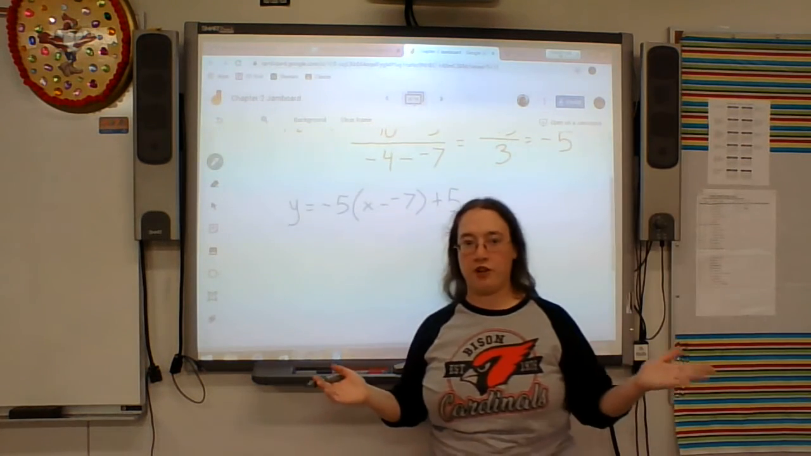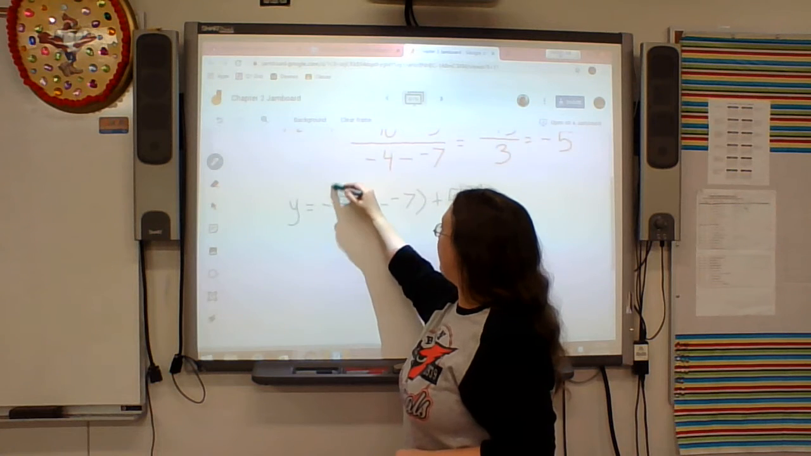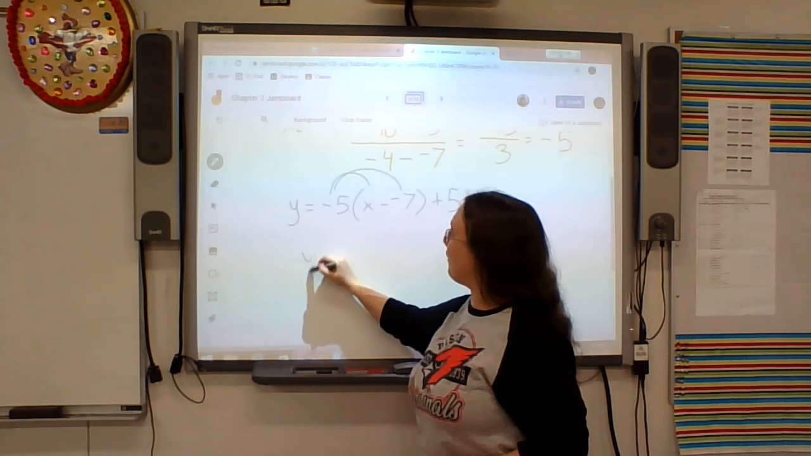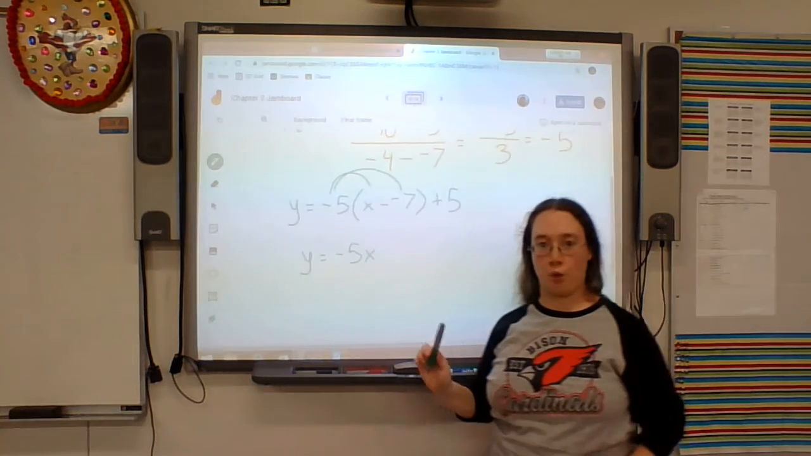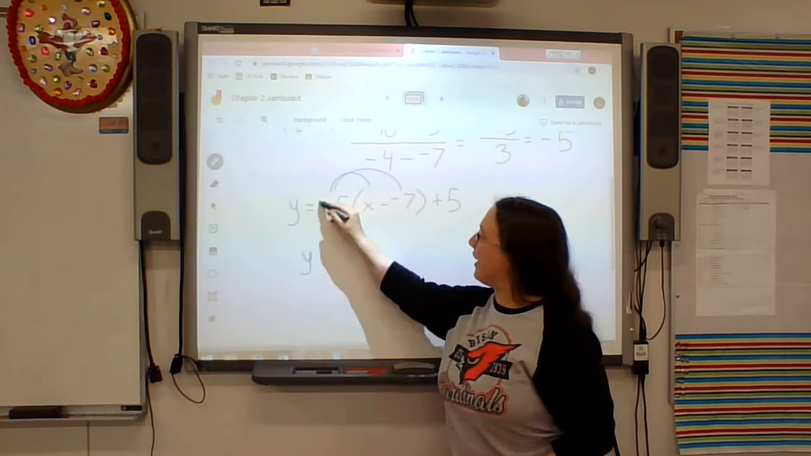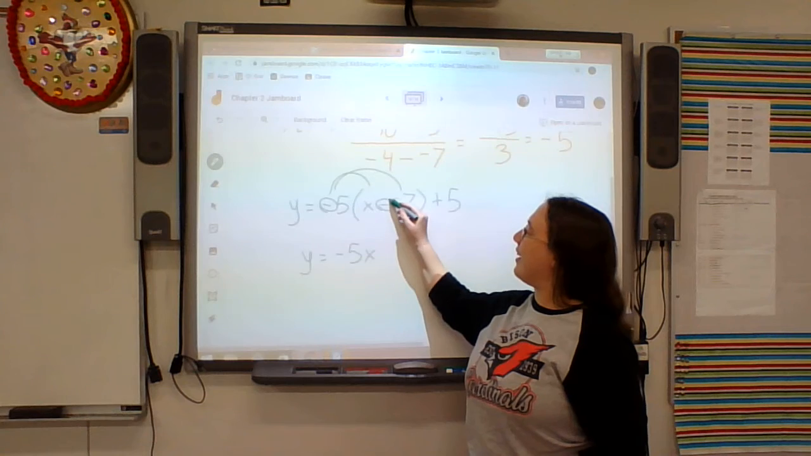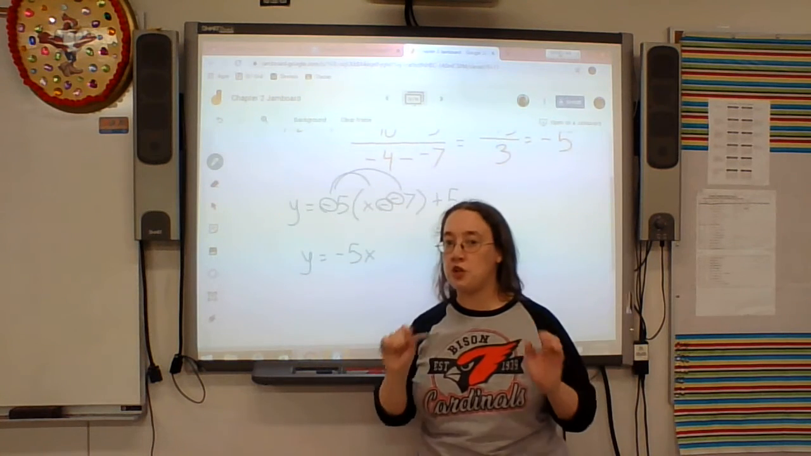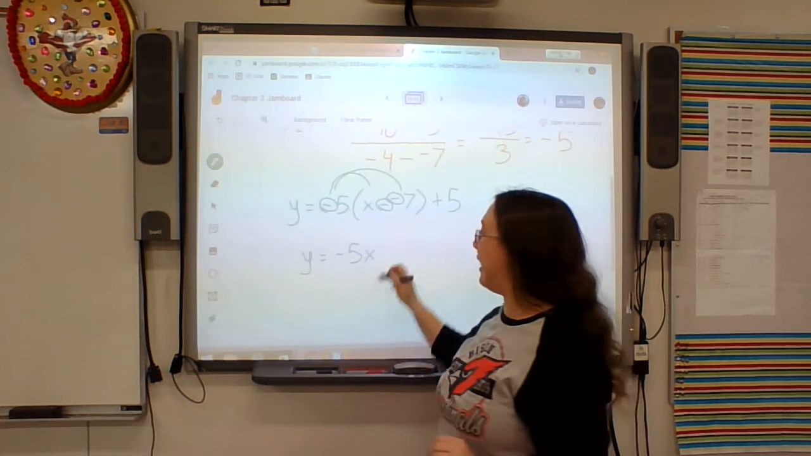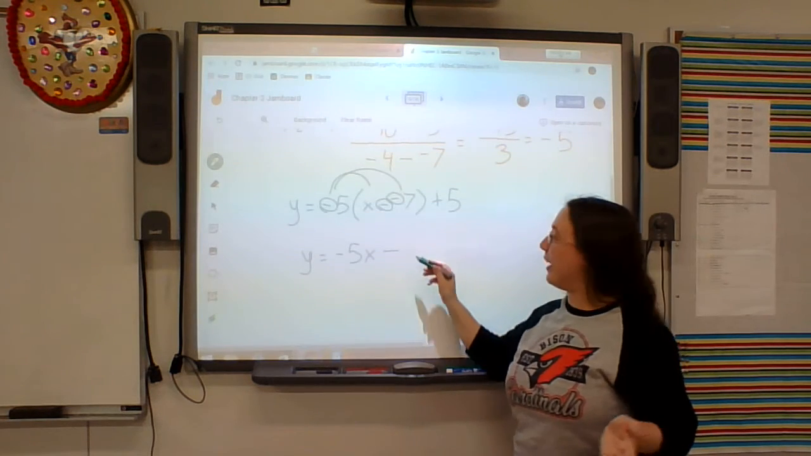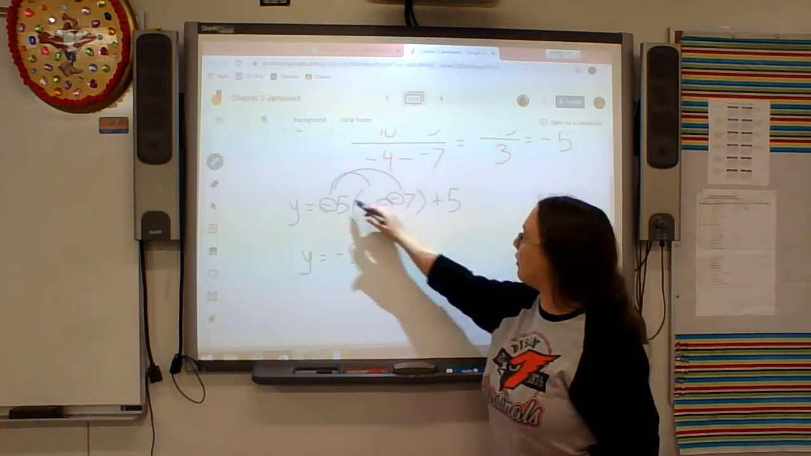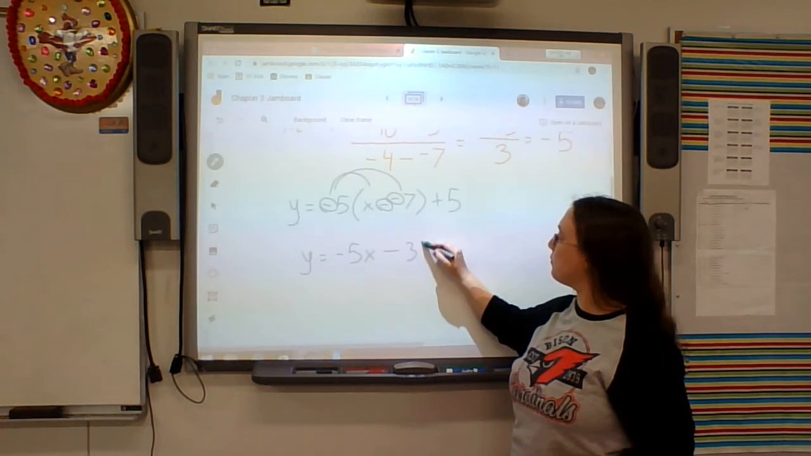And now we're just making it look simpler. We're going to take that negative 5 and distribute it. So we get y equals negative 5x. And watch out, we've got 3 of them: this negative, this minus, and this negative. Any 2 of those are going to cancel out and leave us with 1 of them. Whether that's a minus or a negative, we've got 1 of them still there, and 5 times 7 is 35.